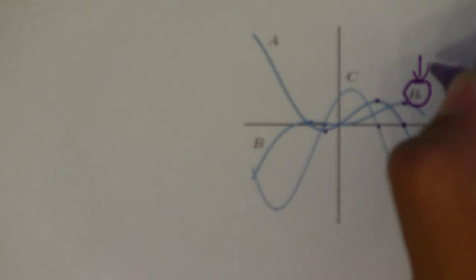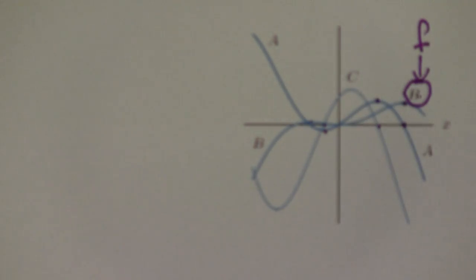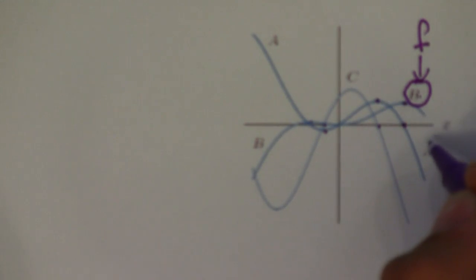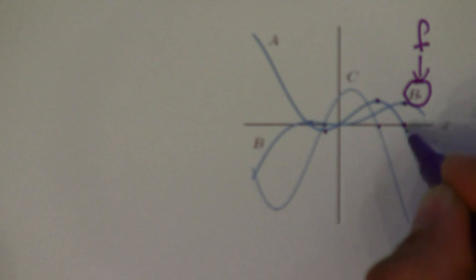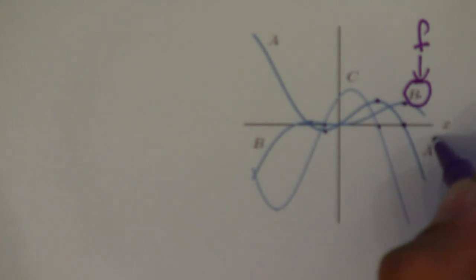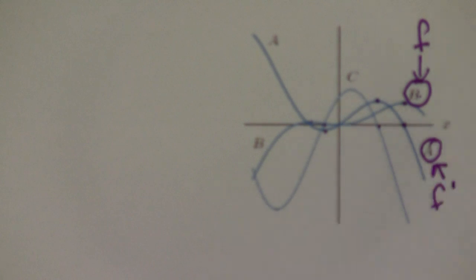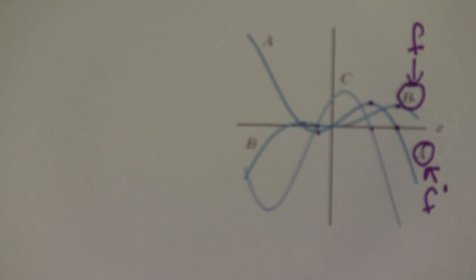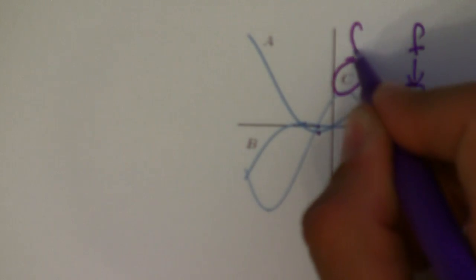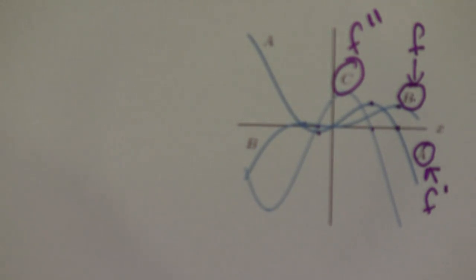So if you apply that reasoning, it looks like the derivative of B is A, so B would be the original function. And then the derivative of A is C, so A would be the first derivative, and then C would be the second derivative. And that's it.